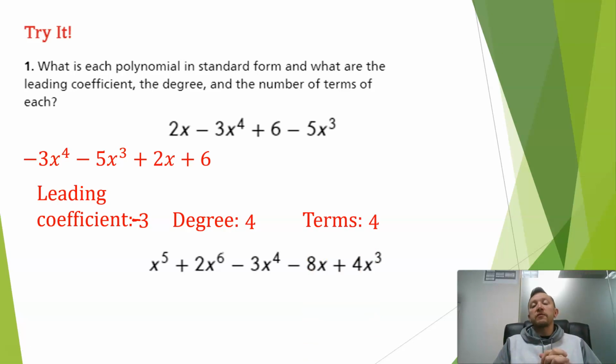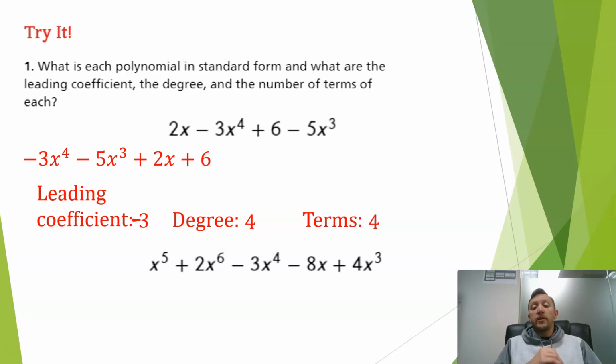And the number of terms is 4 individual terms there. All right, so I want you guys to go ahead and try the next one on your own. I want you to start by putting it into standard form, and then find the leading coefficient, and then find the degree and the number of terms the polynomial has. So go ahead and pause this video so you have an opportunity to try that on your own.